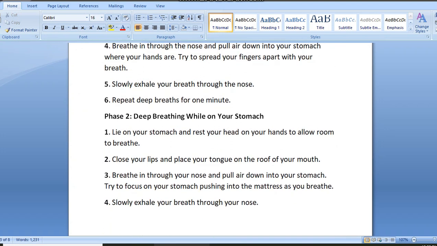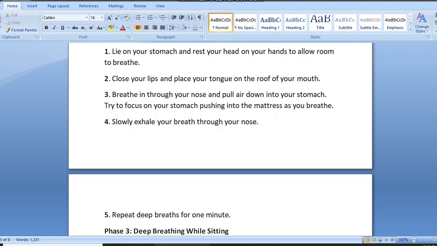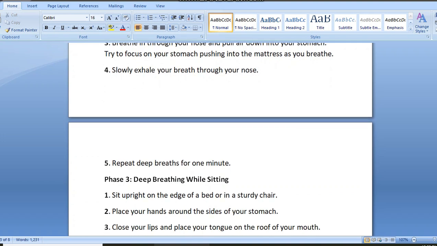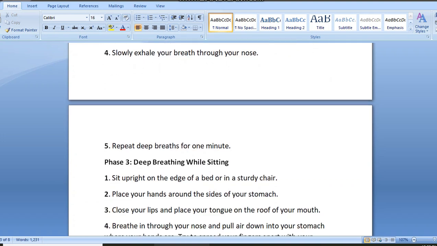Phase 2. Deep breathing while on your stomach. Number 1. Lie on your stomach and rest your head on your hands to allow room to breathe. Number 2. Close your lips and place your tongue on the roof of your mouth. Number 3. Breathe in through your nose and pull air down into your stomach. Try to focus on your stomach pushing into the mattress as you breathe. Number 4. Slowly exhale your breath through your nose. Number 5. Repeat deep breaths for 1 minute.